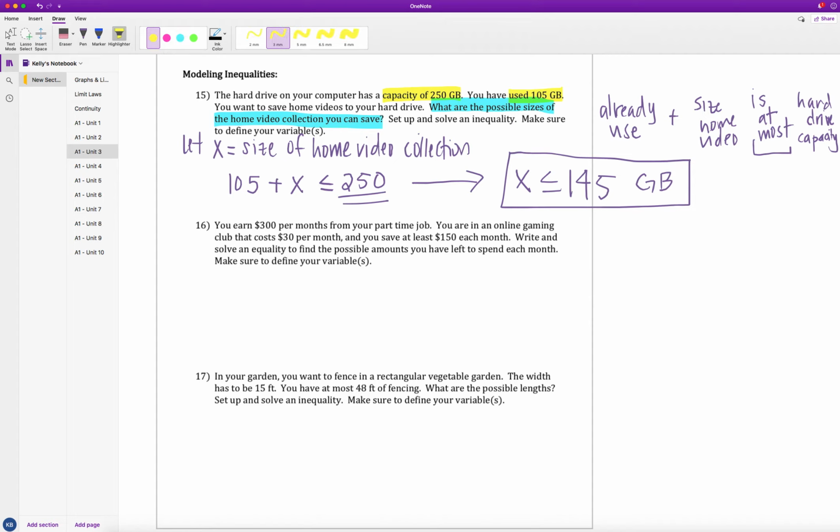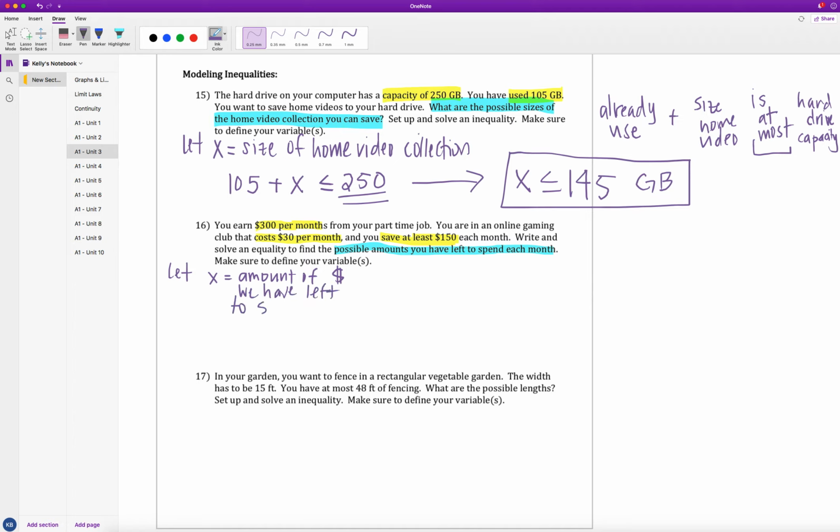So let's highlight what we are given and then what we are looking for. We're given a couple of things. We earn $300 per month at our part-time job. Our gaming club costs $30 per month, and we want to save at least $150 per month. What we're trying to find is the possible amount of money we have left to spend after we put those two away. And of course, we want to make sure to define our variables first. So I'm going to let x equal the amount of money that we have left to spend.